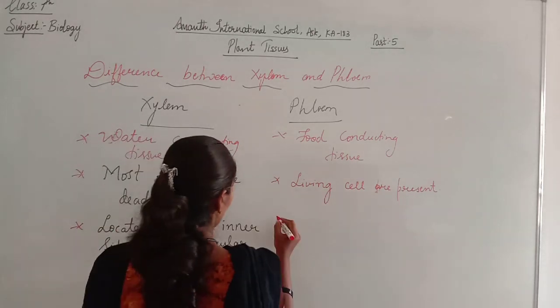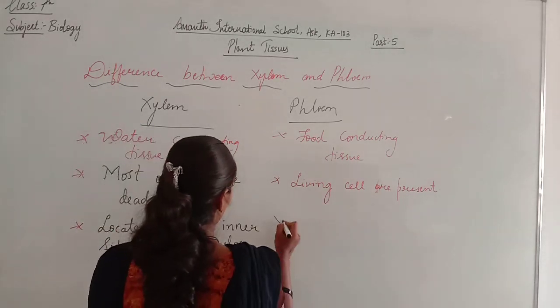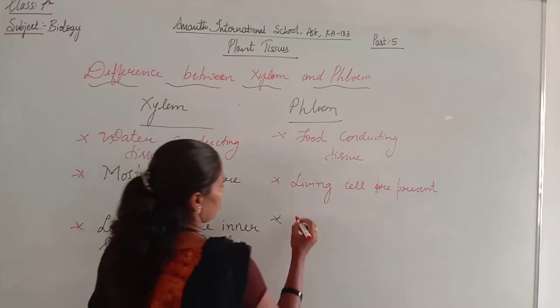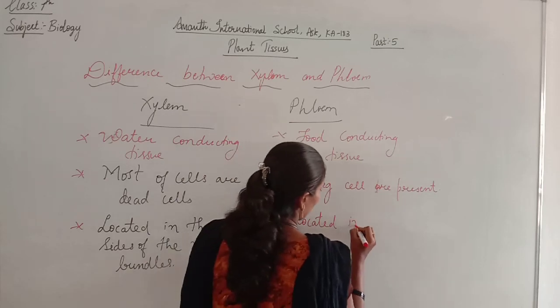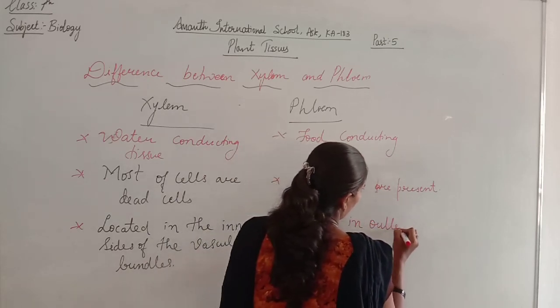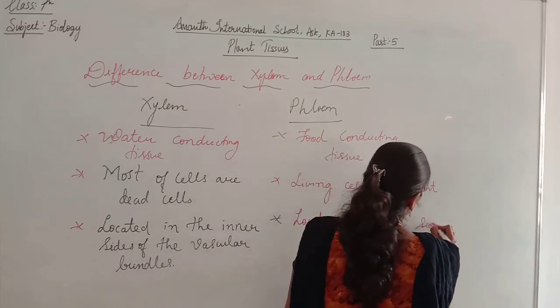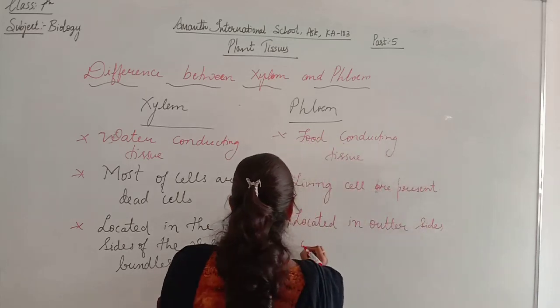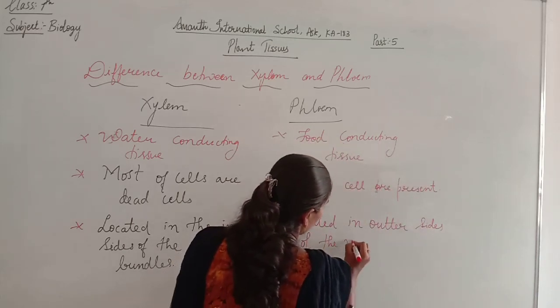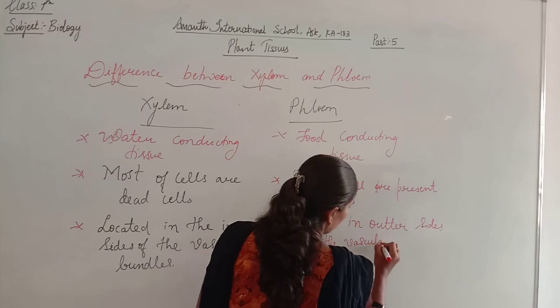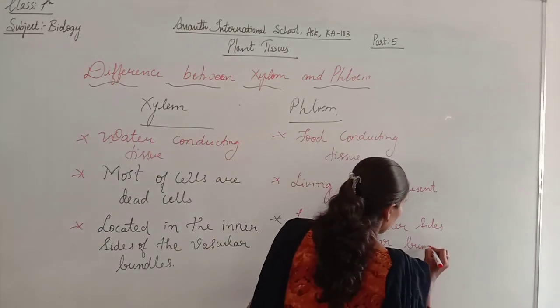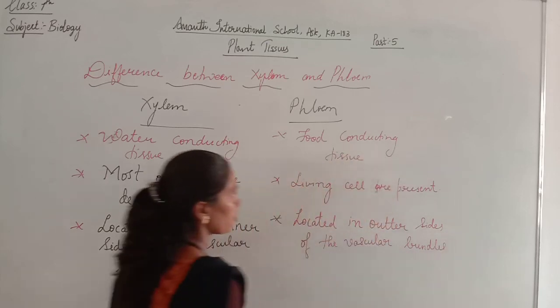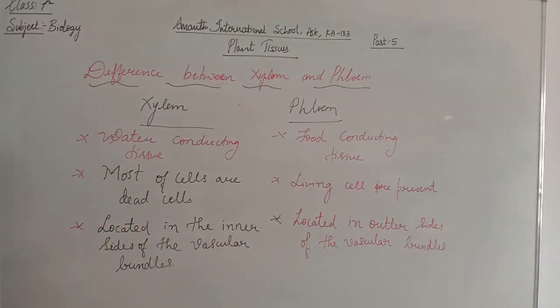So here inner side means what will be the next difference here? Phloem tissue is located in the outer sides of the vascular bundles. Outer sides of the vascular bundles. So these are the three main differences between xylem and the phloem.